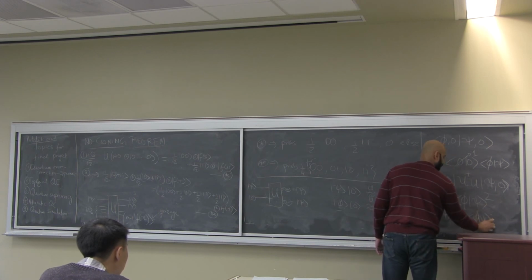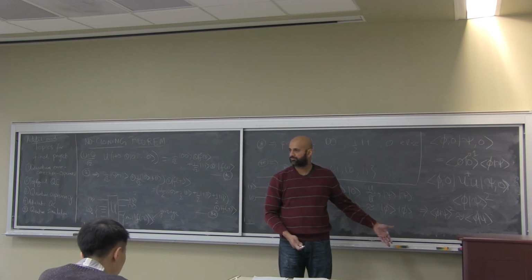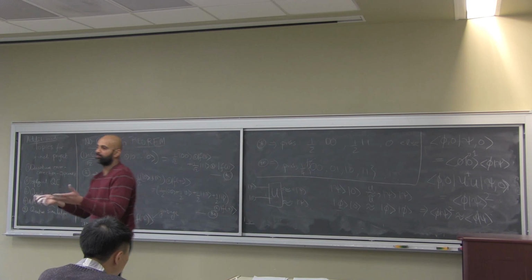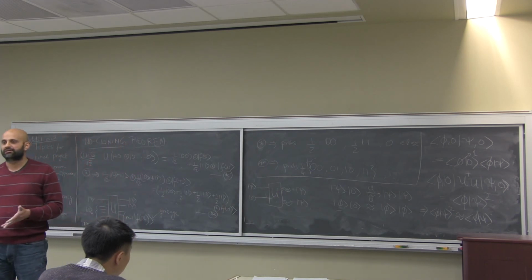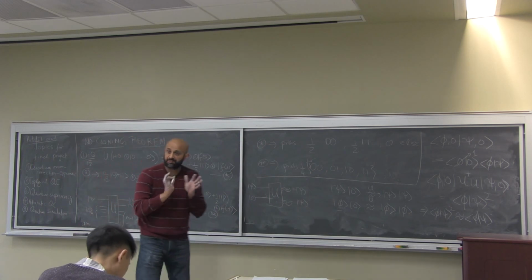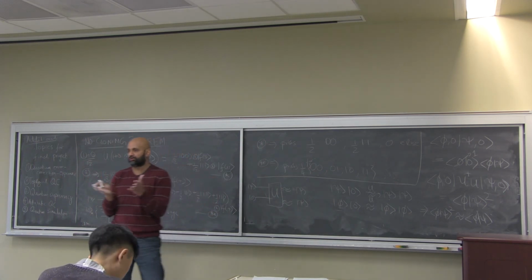This is only true if phi psi is either 0 or 1. So either the two states are exactly identical to each other, or almost identical to each other to begin with, or they were orthogonal to each other. So for those special states, what we have proven is that in fact we can clone those states.